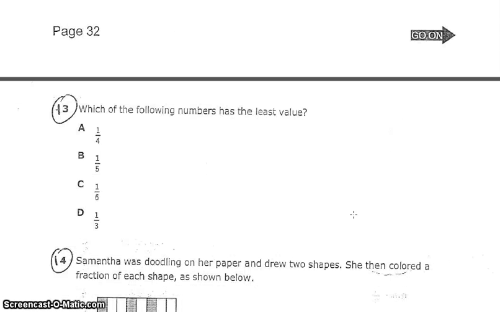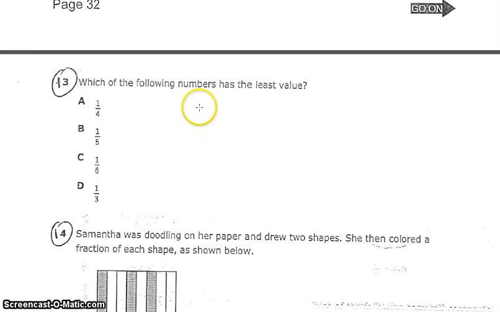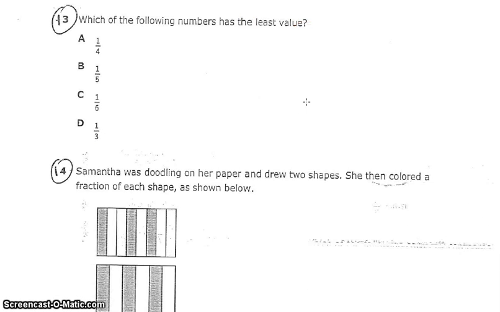Which of the following numbers has the least value? A. 1/4. B. 1/5. C. 1/6. D. 1/3. Which one is the smallest?